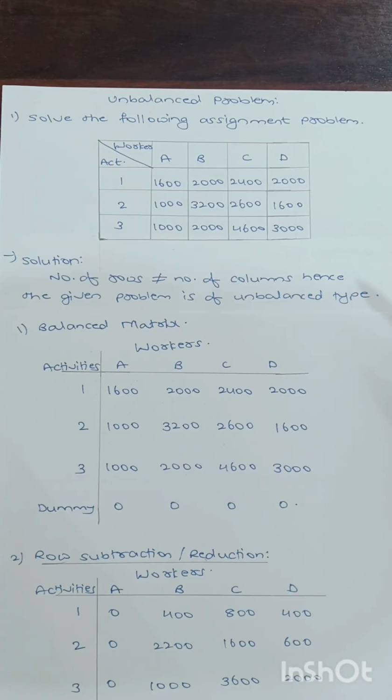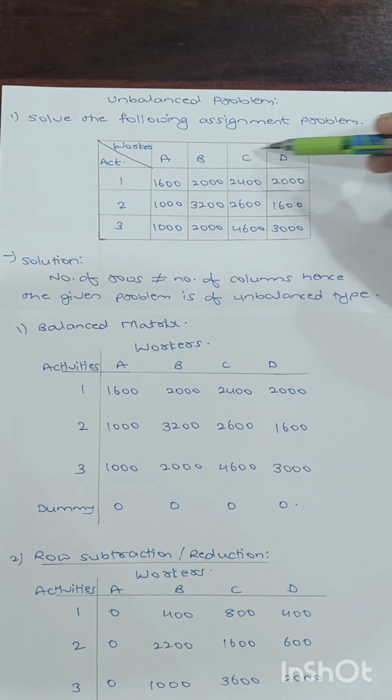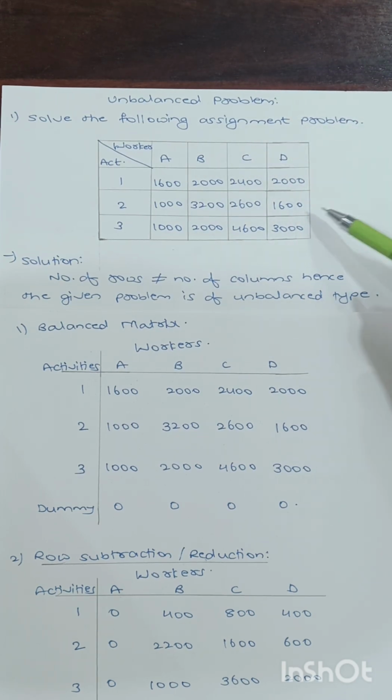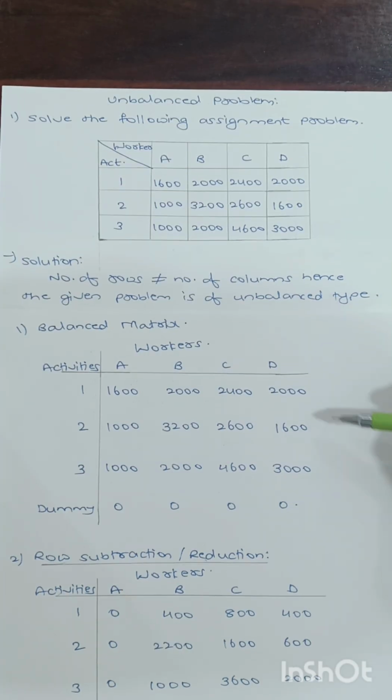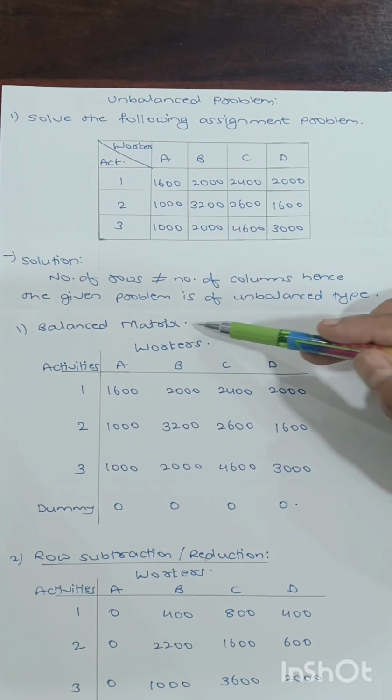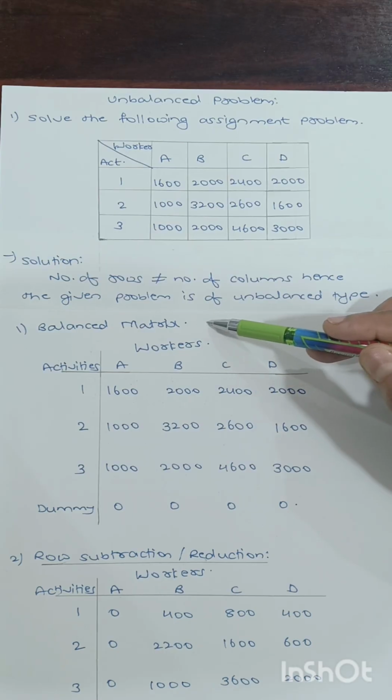Now, the first step before going for the row reduction, first we have to make this problem as a balanced one. Why unbalanced? Because there are 3 rows and 4 columns. Hence, first step is we have to make this particular problem as a balanced matrix. Now, how to make a balanced matrix? Step number 1, to make this matrix balanced.